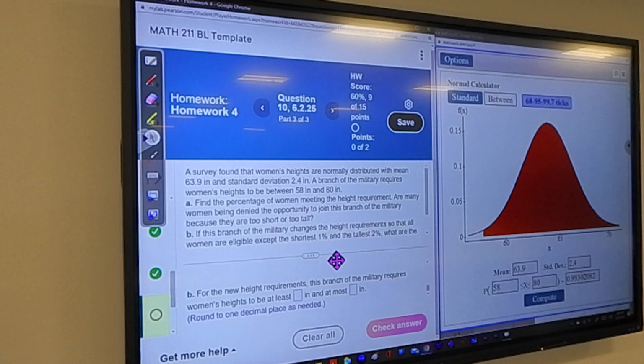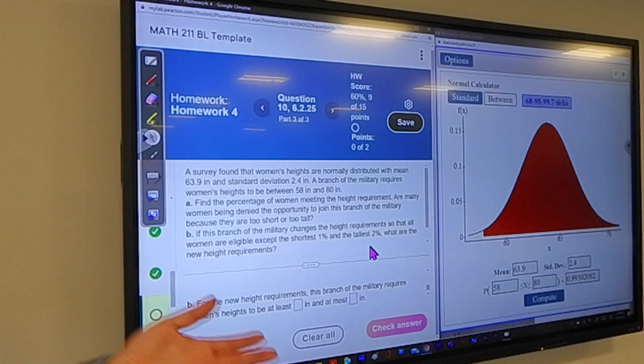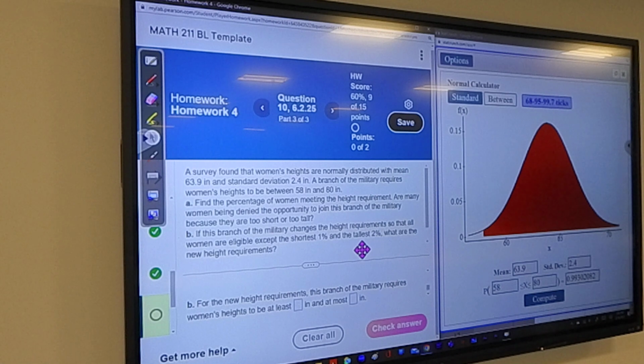Part B. This branch of the military changes the height requirements so that everyone is accepted except for the bottom 1% and the top 2%. Then what are the new height requirements?